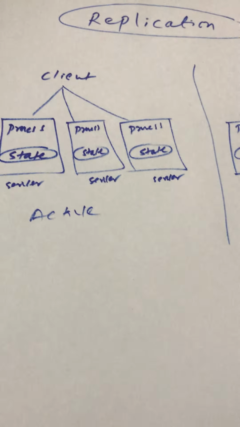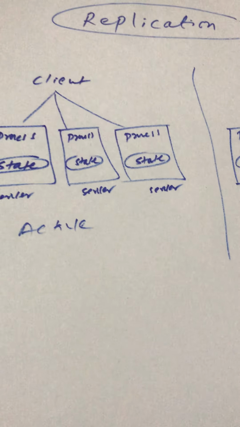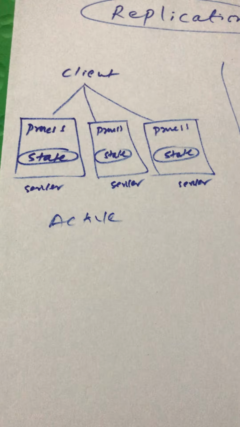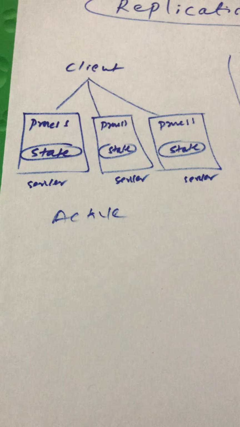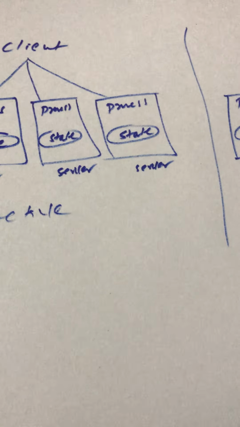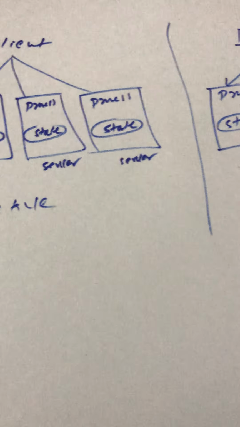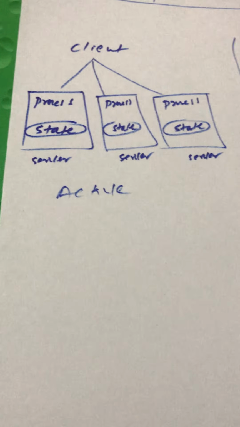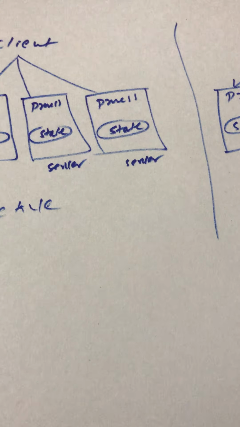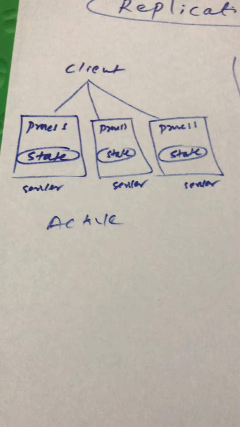Active replication. In active replication, each client request is processed by all servers. All servers will process each client's request. This requires that the process hosted by the server is deterministic. That means the process should be deterministic.